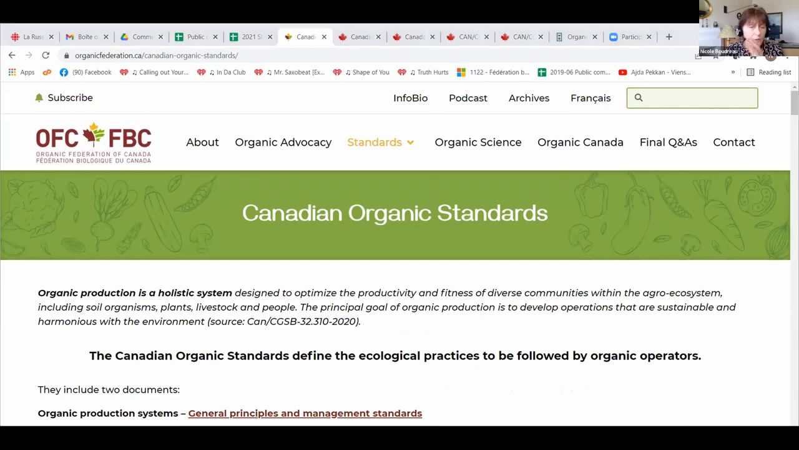The first document is General Principles and Management Standards. I have to reduce my image because it disturbs me. Okay, we will have a better view. The standards are owned by the Canadian General Standards Board. They are not owned by the organic industry, but the organic industry decides what the practices are.